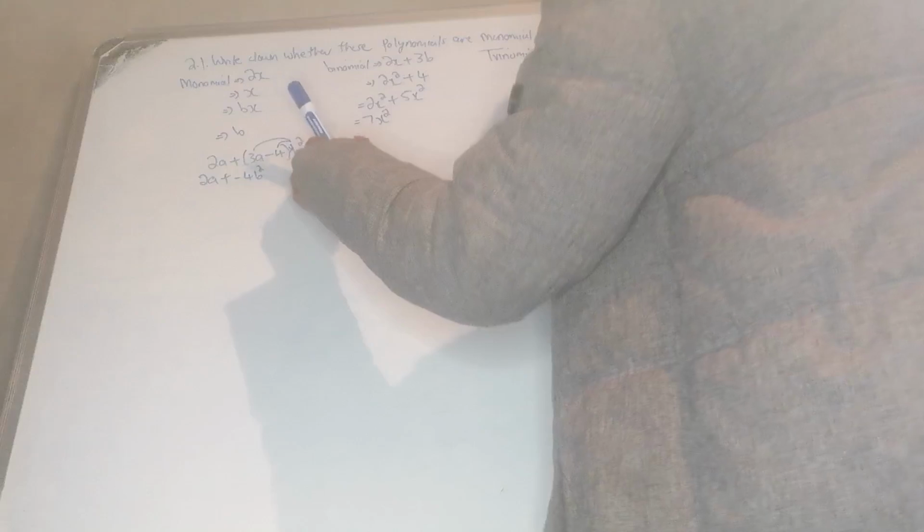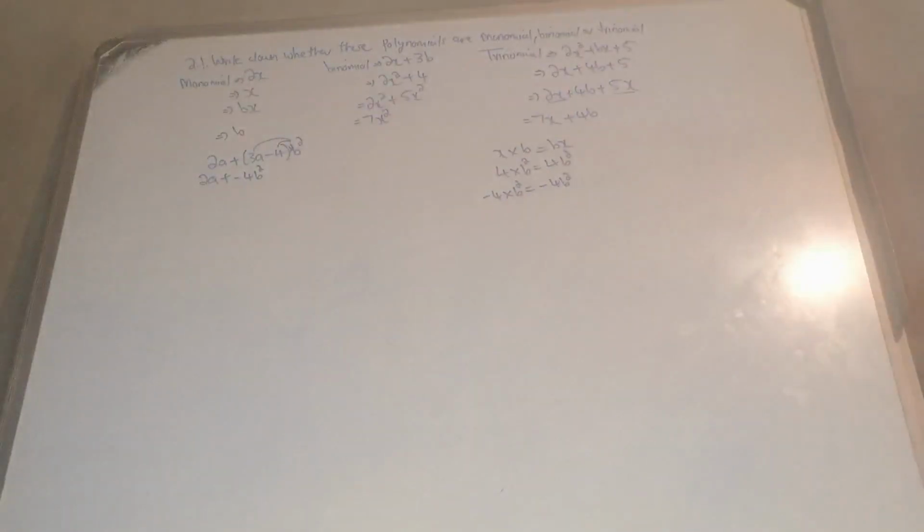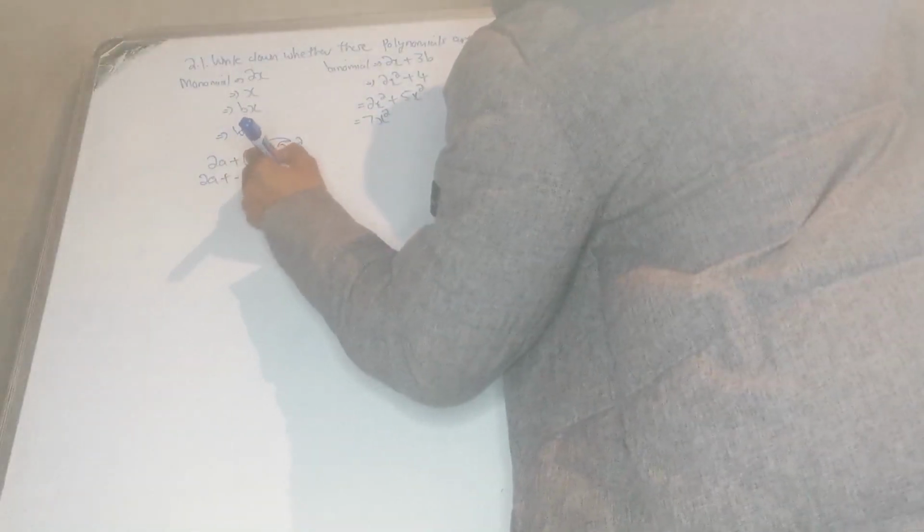How much is b squared multiplied by 3a? B squared multiplied by 3a is 3ab squared. Positive 3ab squared. But be careful.